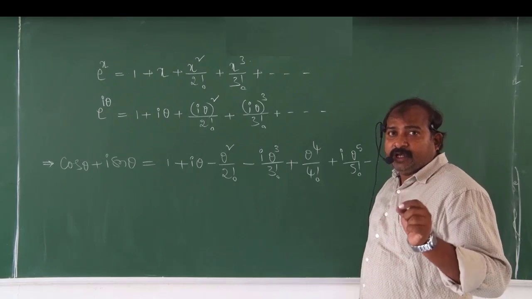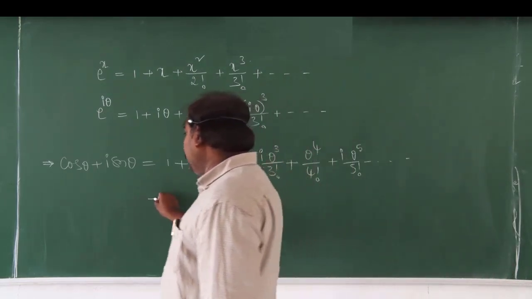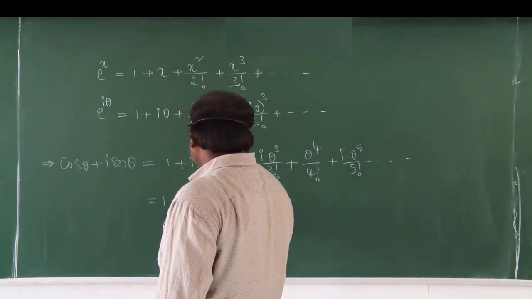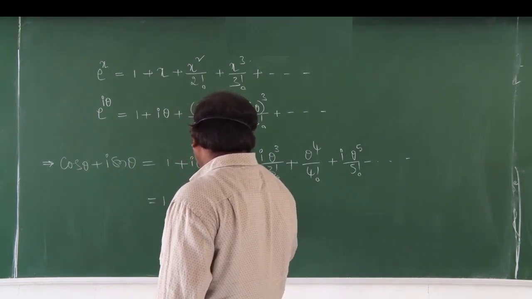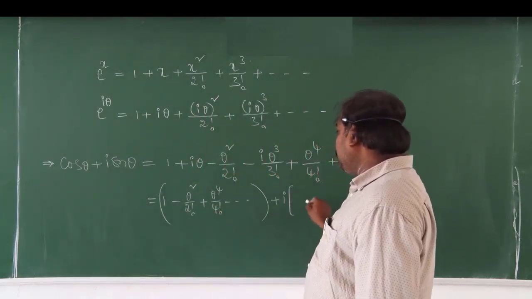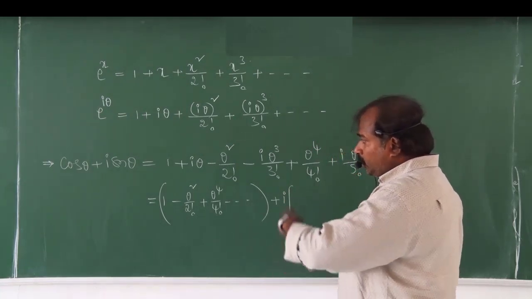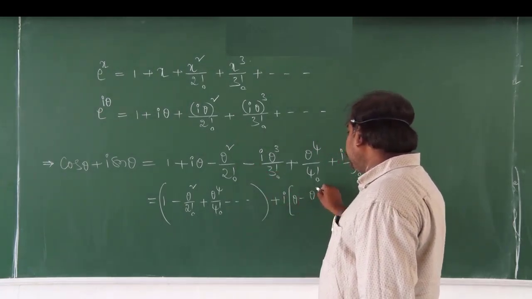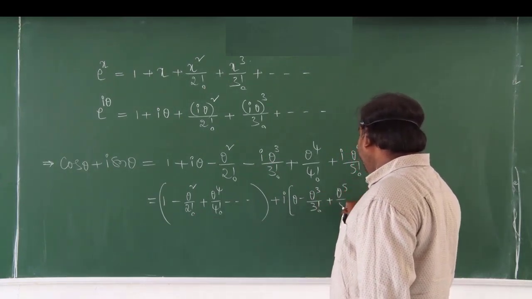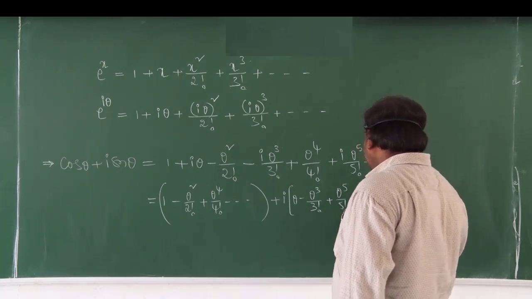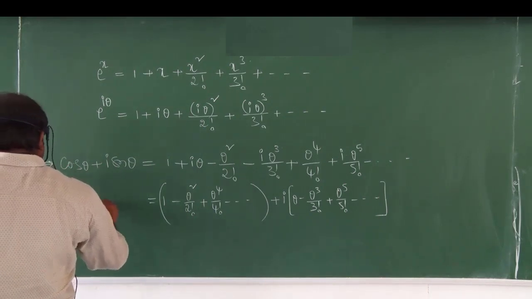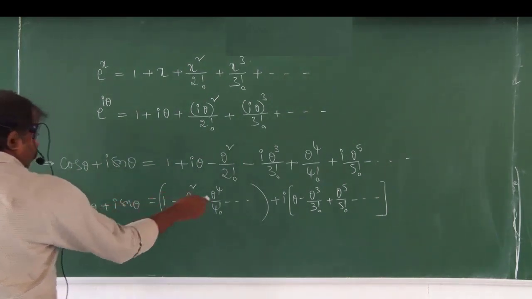Real part means the terms without i. So the value will be 1 minus theta square by 2 factorial plus theta power 4 by 4 factorial minus, and so on. Plus, if I take i common, the rest of the value is theta minus theta cube by 3 factorial plus theta power 5 by 5 factorial minus, and so on. On the other side we have cos theta plus i sin theta equal to this.